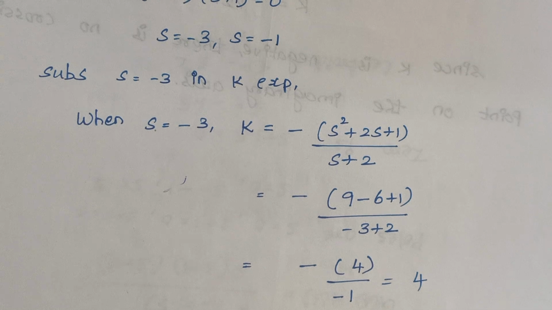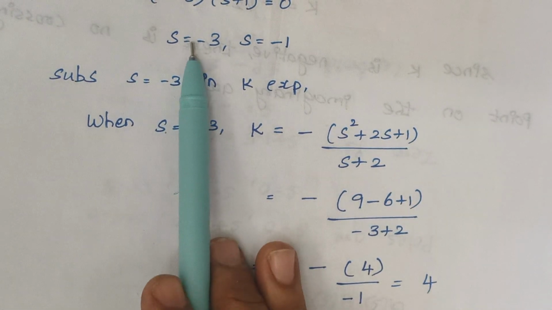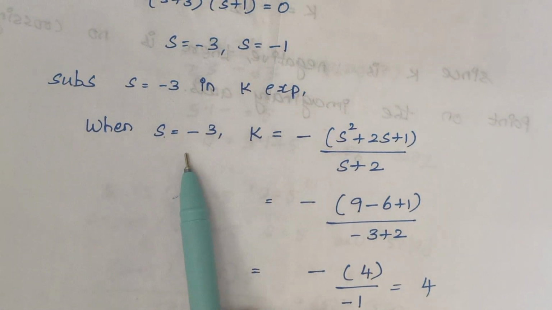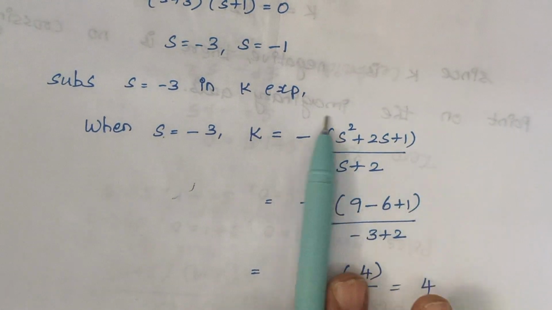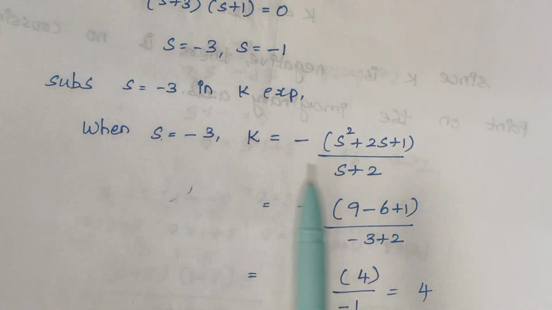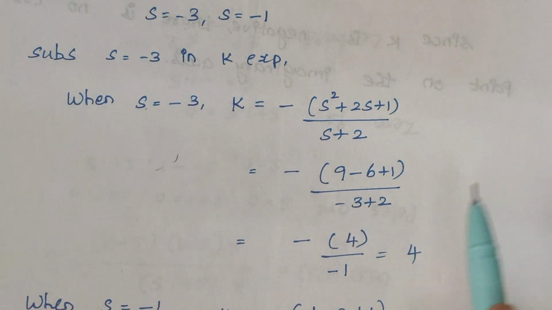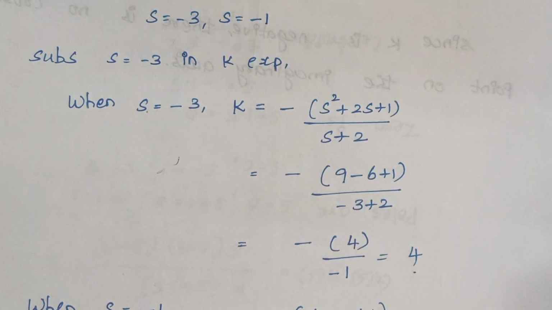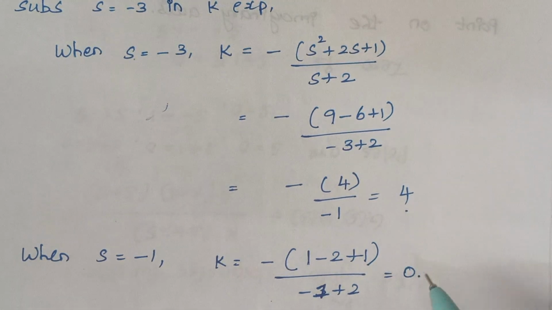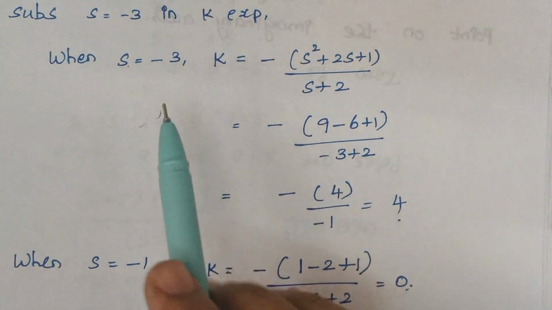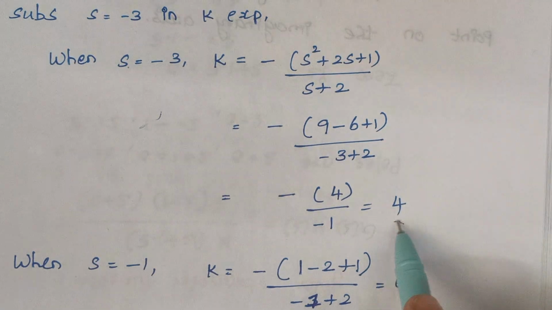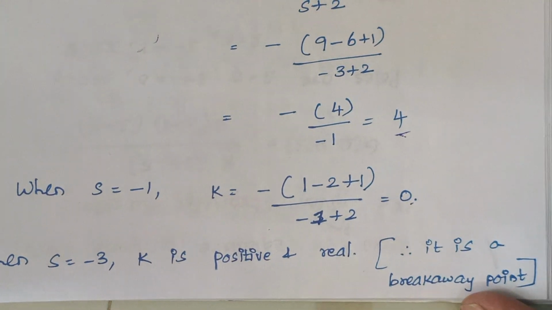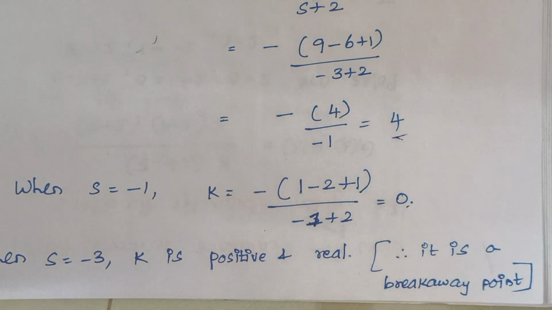The next thing is we are going to substitute these two values of s in the k expression, right? First I am substituting s equal to minus 3. This is our expression for k. Just substitute the value of s as minus 3, and finally the value of k is found to be 4. Then the next step is again substitute s equal to minus 1, but here the value of k is found to be 0. So only for s equal to minus 3 we are having a positive and real value of k. Therefore we are selecting that point as a breakaway point, right?